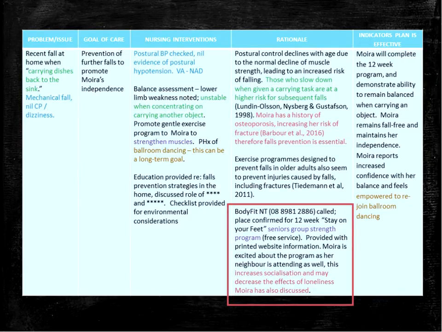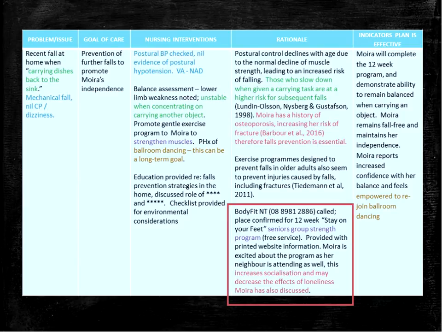So I'm going to promote gentle exercise tomorrow to strengthen her muscles, because we've already identified that that's an issue. Now, she's got a past history of ballroom dancing, as does my neighbour. And this can be a long-term goal, but we need to get to that later on. Education was provided regarding falls prevention strategies in the home. We discussed the role of this, blah, blah, blah. I gave her a checklist, happy days.